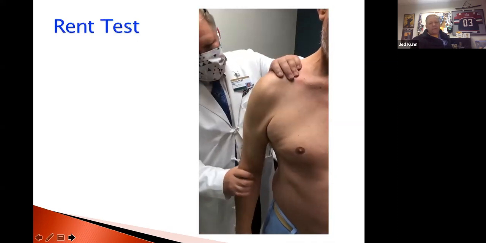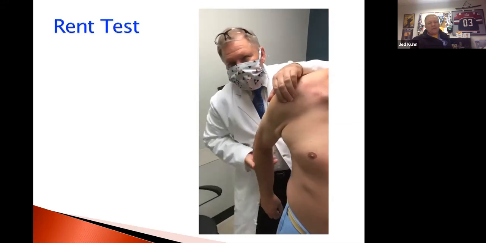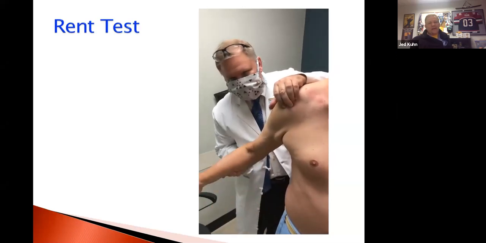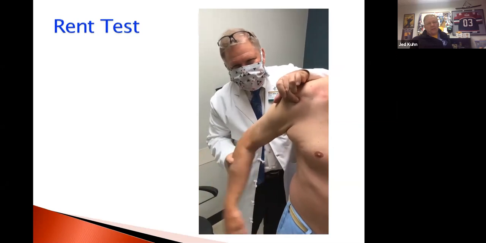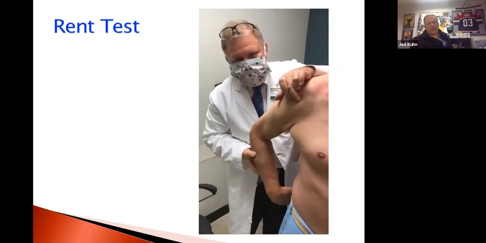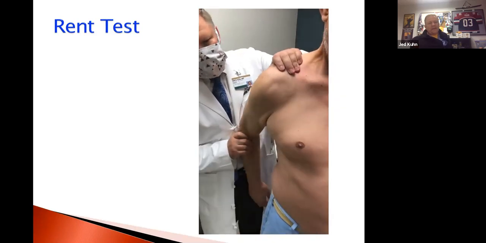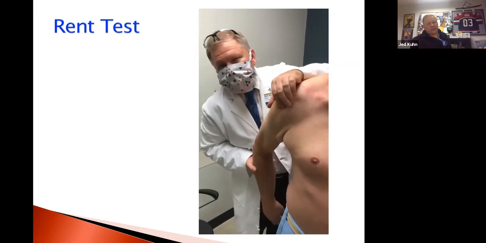This is the rent test. This was described by Codman. I would guarantee most shoulder surgeons don't do this, but I do this in clinic on my thin patients. It's hard to do in heavier patients, but you're palpating for a defect in the supraspinatus. So you bring the elbow into extension and you internally and externally rotate it and put your finger right by the acromion and you feel for that defect. And that's called the rent test. And according to Eugene Wolfe, that's very predictive of a rotator cuff tear.